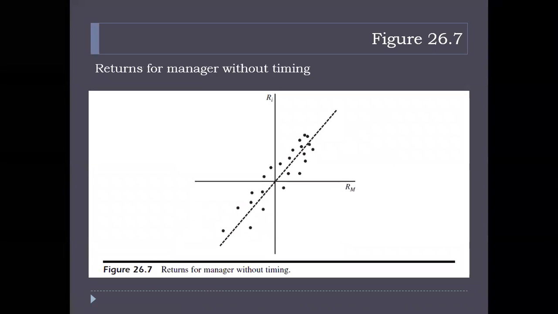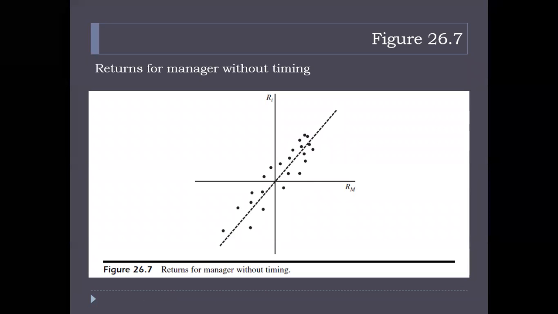And alternatively, we can also look at the plot diagram. If we see that the relation between the stock portfolio return and the market return is much scattered from the straight line and mixed up, with some dots above the straight line and also below the straight line, in that case, the manager is not a good timer.